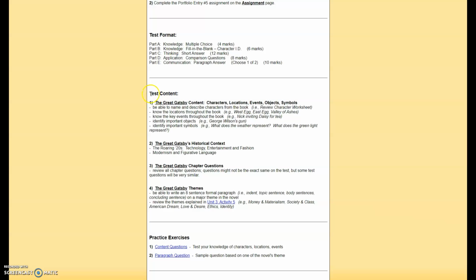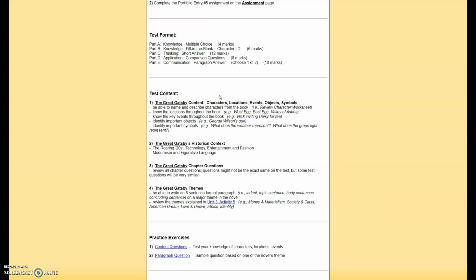In terms of what to study, in terms of test content, you certainly want to know the characters, the locations, the events, the objects, and the symbols. I'm not going to expect you to know a character that is only mentioned once and is only on 1 page. I'm not going to expect you to remember characters that they don't provide any names for. You don't have to go through the book and write down every single person that ever went to one of Gatsby's parties, for instance. But you should know the main characters.